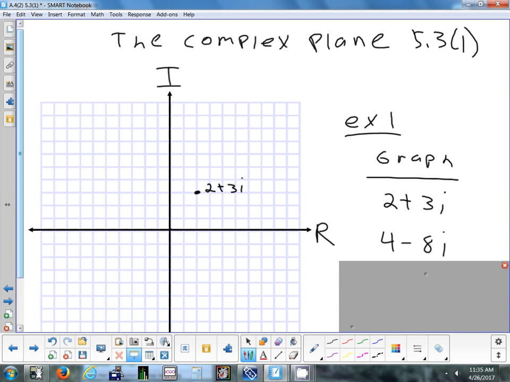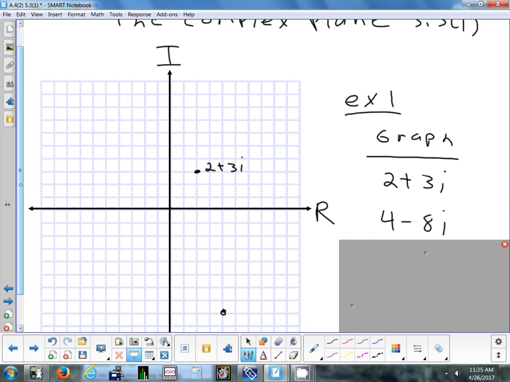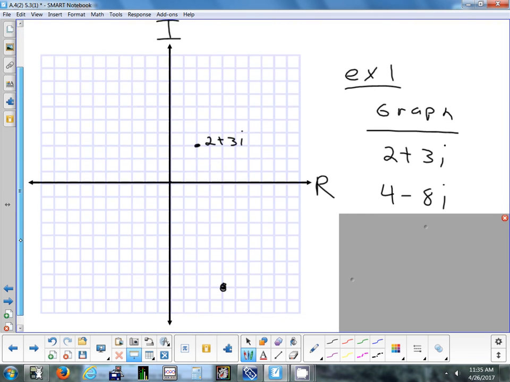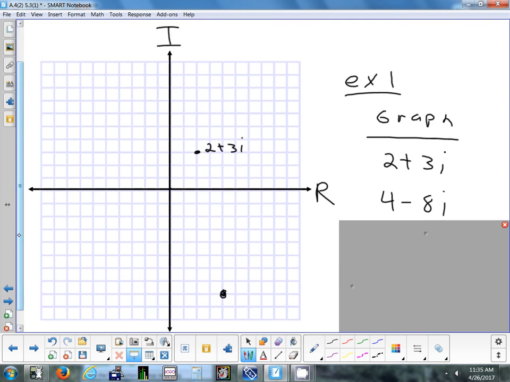All right, let's try that one. Marcos, if I wanted to graph 4 minus 8i, can you tell me, starting at the origin, which way do I go? On the x, you go 4. Yep, which way? Right. Yep, right 4 and then down 8. And just off the screen. Right there. So that's 4 minus 8i.